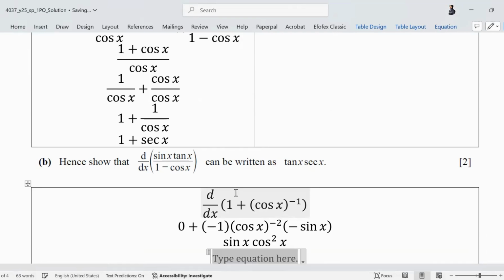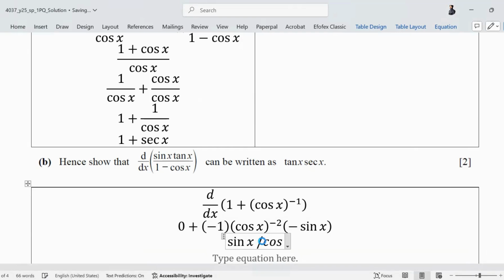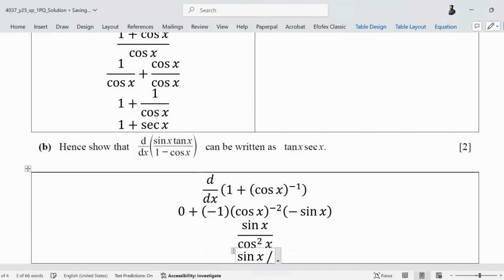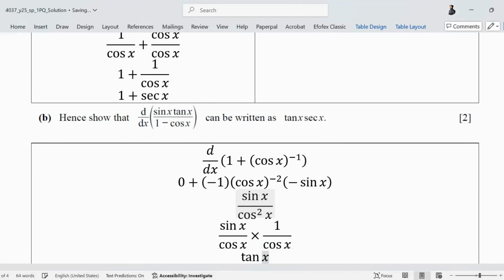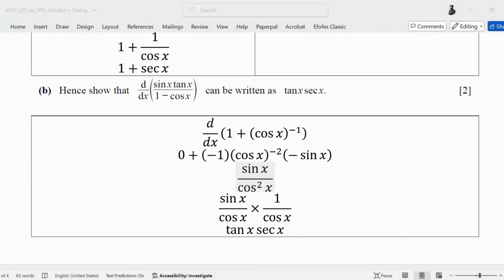And this can be written as sin x upon cos x into 1 upon cos x, which is tan x sec x. So this is how we can write the derivative of the given function.